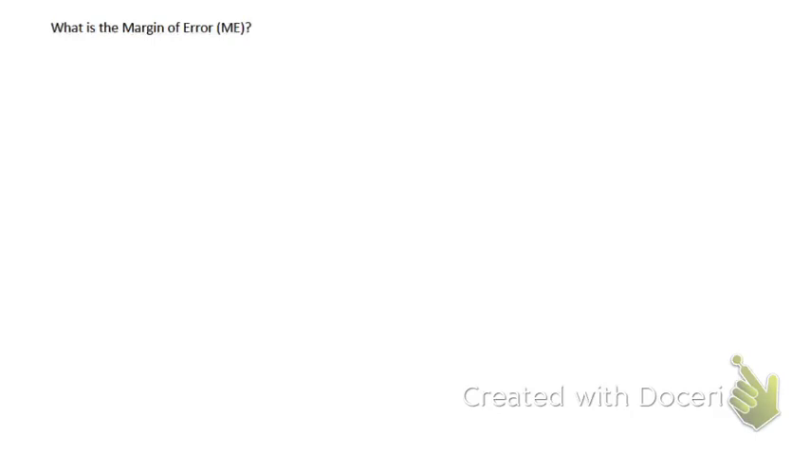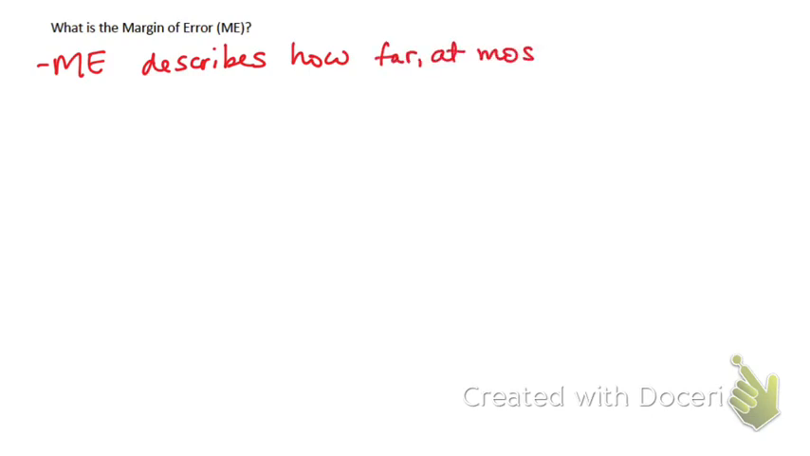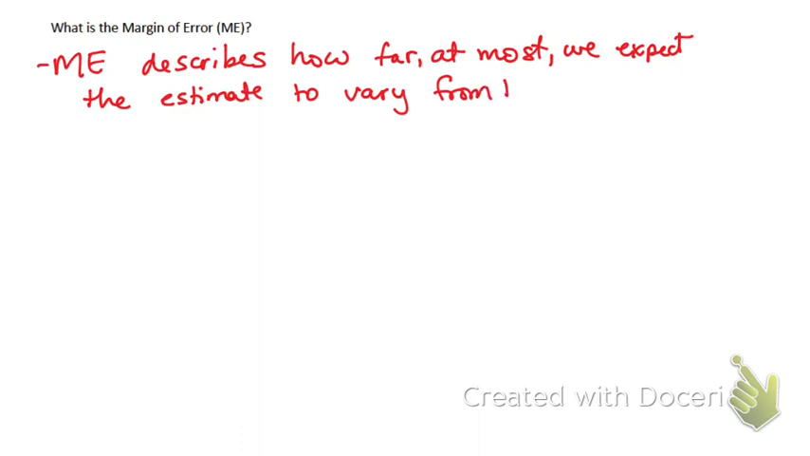Perfect. So what is this margin of error we speak of? Margin of error describes how far, at most, we expect the estimate to vary from the true parameter.